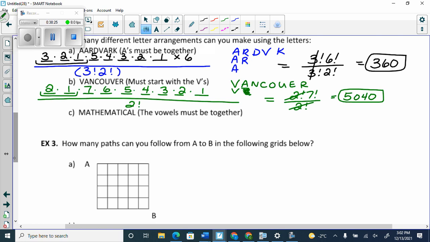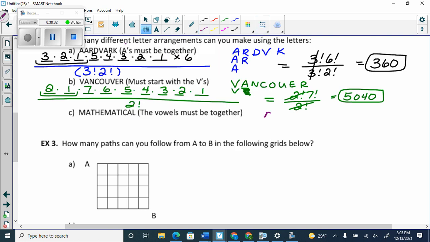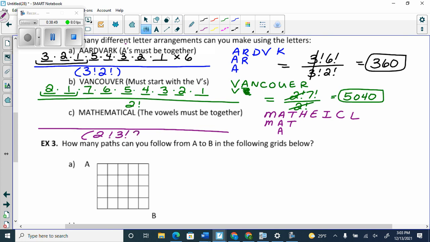Then I have mathematical. Who wouldn't like that word? Everyone would like it. So, M-A-T-H-E-M-A-T-I-C-A-L. So, boom. 2 factorial, 3 factorial, 2 factorial. 5, 6, 7, 8, 9, 10, 11, 12. That's a long word.